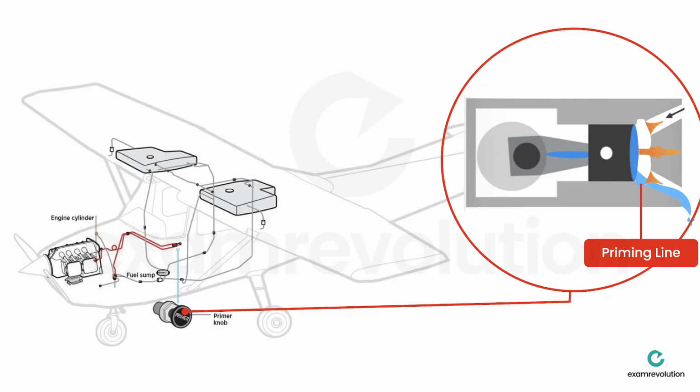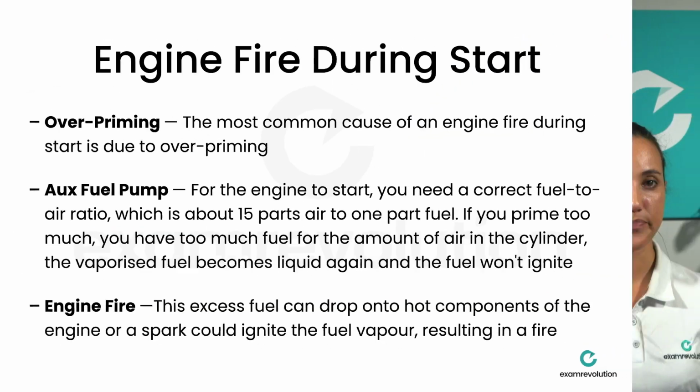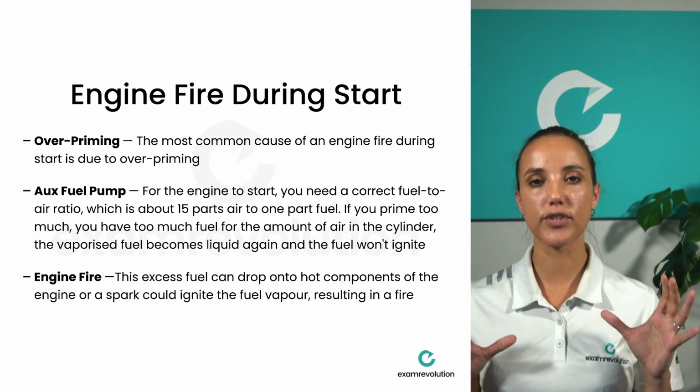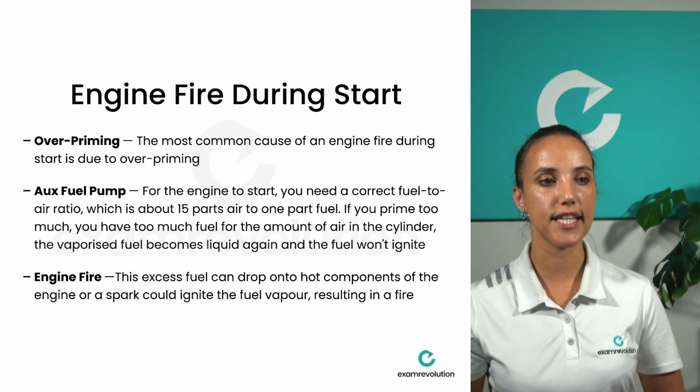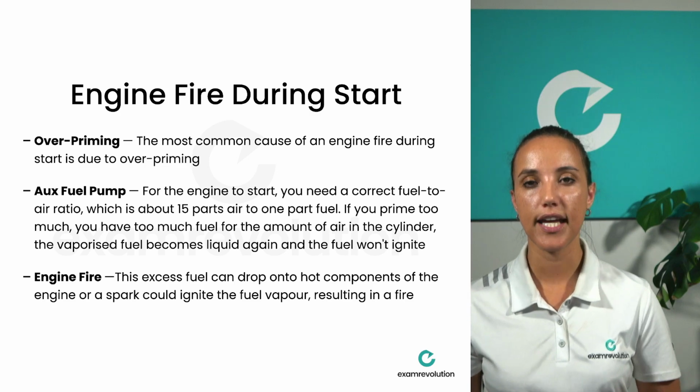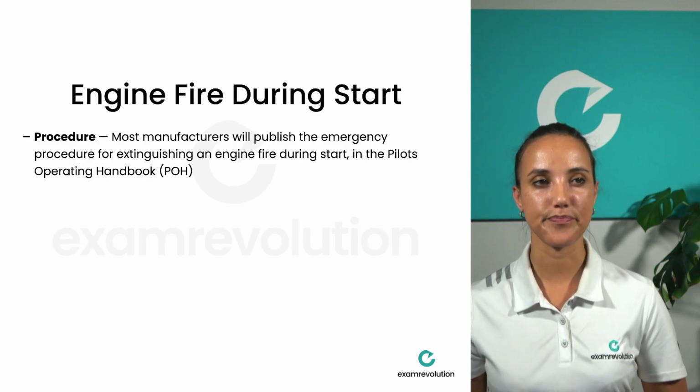So now you've got this liquid fuel that won't ignite inside the cylinders, and remember, in a horizontally opposed engine, your cylinders are horizontal, so this can allow the fuel to collect in the induction chambers in the carburetor, so therefore this fuel will then run with regards to gravity into parts of the engine that it's not supposed to be. So this excess fuel can drop onto hot components of the engine, or a spark as you're trying to start the engine can ignite the fuel vapor, and this can result in a fire.